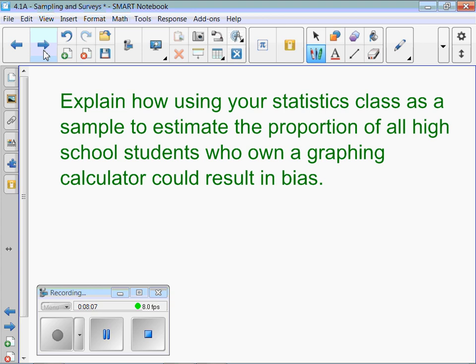So basically, is it an overestimate or an underestimate? Overestimate if we use this class. And is it a convenience sample or a voluntary response sample? Convenience, right? It's easy. We're already in this class. So we asked ourselves, and that didn't really go very well as far as estimating the population.